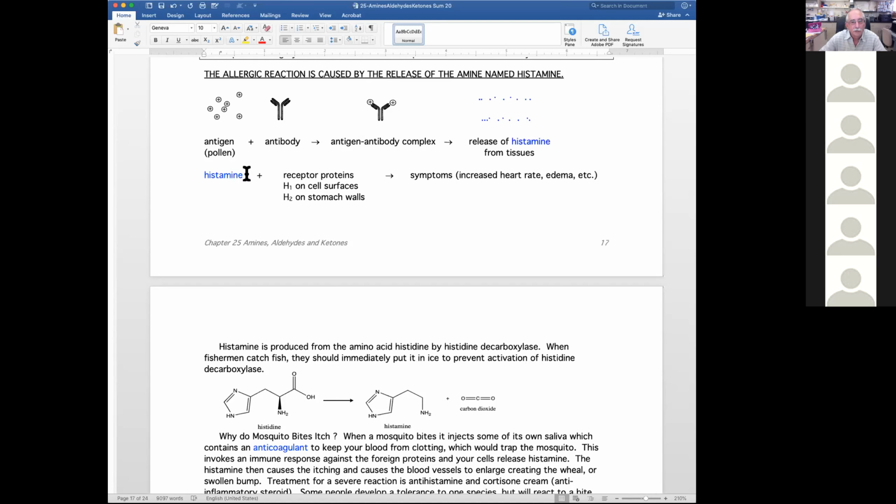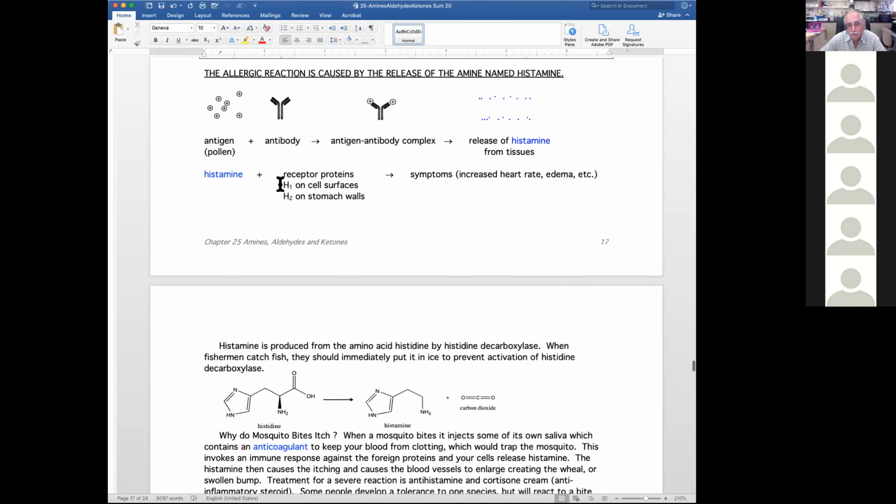So then the histamine reacts with receptor cells, receptor proteins on cells. These are usually called H1 or H2. And that is what gives you the symptoms. The symptoms are such things like increased heart rate, edema, which is swelling, which is the major thing that you don't want to have happen. Okay, itching, things like that.